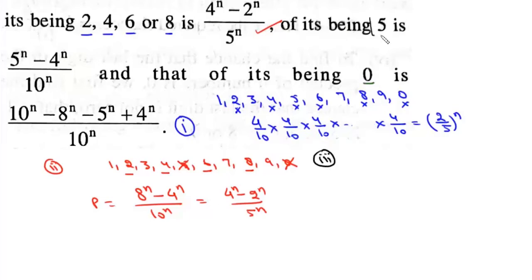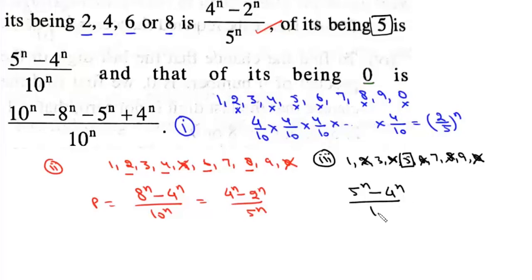Now in the third part it says the probability of its being 5. Now it will be 5 when, out of these 10 digits 1, 2, 3, 4, 5, 6, 7, 8, 9 and 0, it should not have 0. It should not have any of these even numbers, and it must contain at least one 5. So the total number that can be formed is 5 to the power n minus all those cases in which 5 is not included, 4 to the power n, divided by 10 to the power n, and that's our third probability.